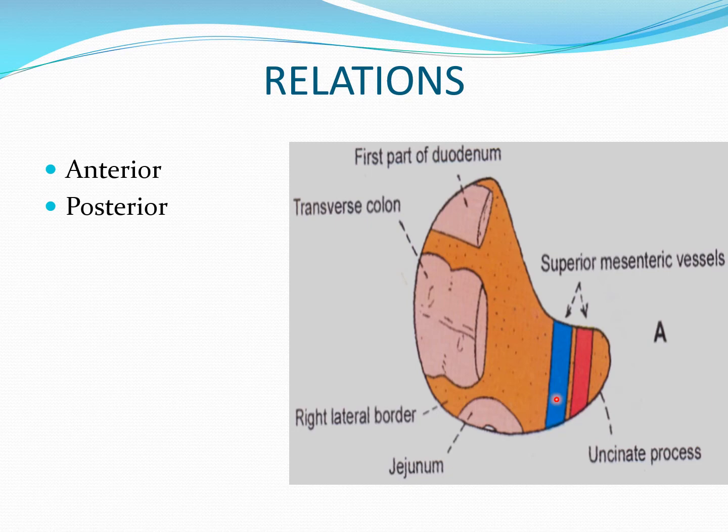Posterior relation, there is the inferior vena cava. This one is the inferior vena cava and the terminal part of the renal vein and right crus of the diaphragm and the bile duct, which are the posterior relation.